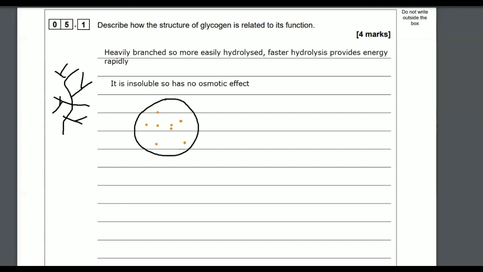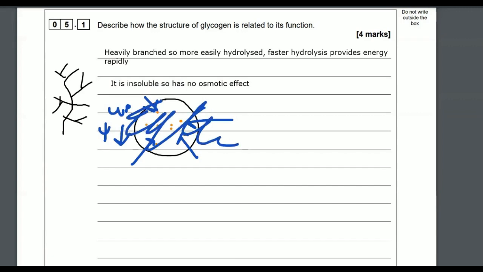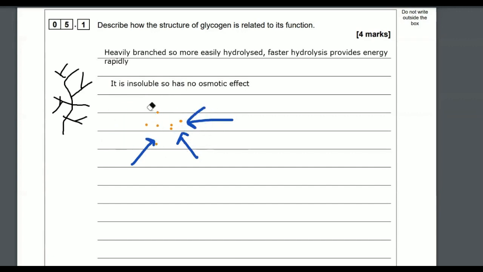And the reason is, if you store glucose, these little orange circles, in a cell, you get something called an osmotic effect. They're going to lower the water potential. That little fork stands for that, or WP, water potential. This means that water will rush in by osmosis, swell the cell up and burst it, and it will explode. So we can't store glucose in cells because it's soluble and it will have an osmotic effect.